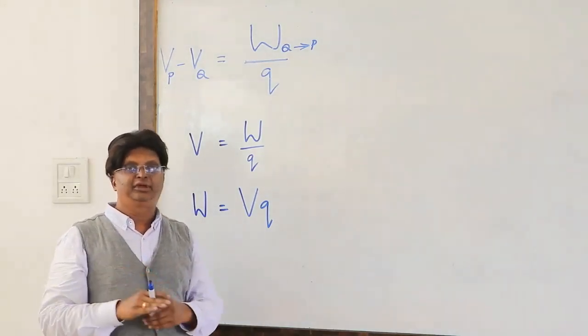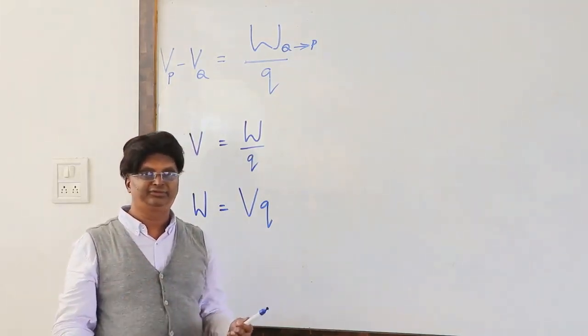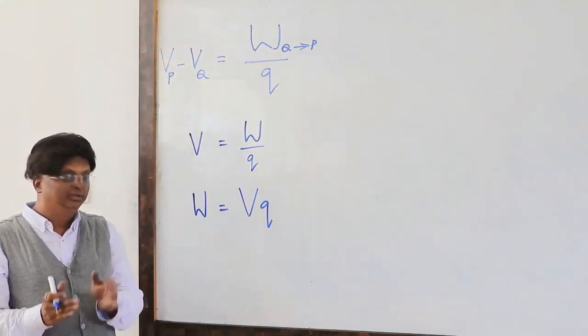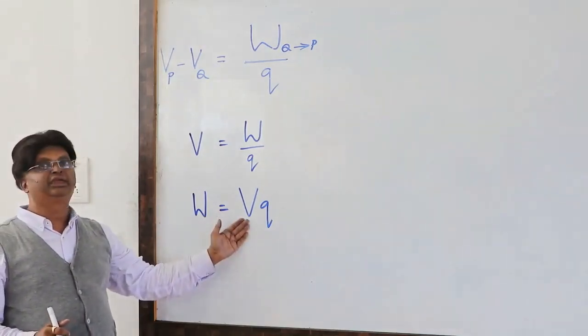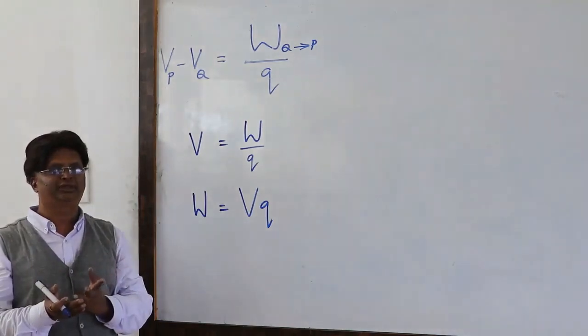And that is the specialty in the case of NEET or CET or any other examinations. What are those special cases or what are those interesting results? See here, because this work can be positive or negative, this V can be positive or negative, Q can be positive or negative, and a whole lot of things are there, is it not?